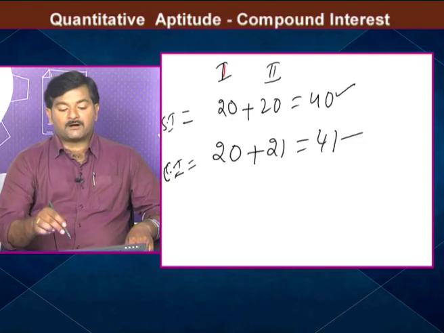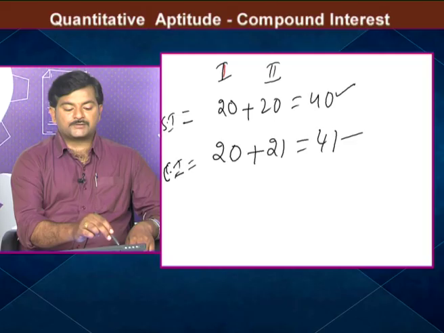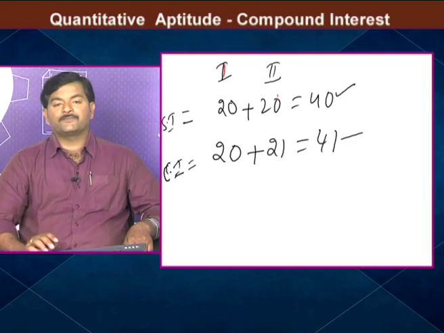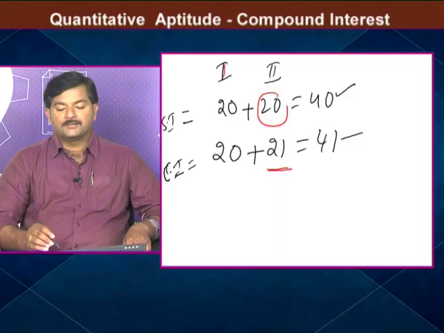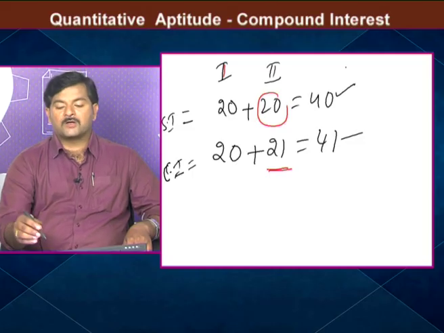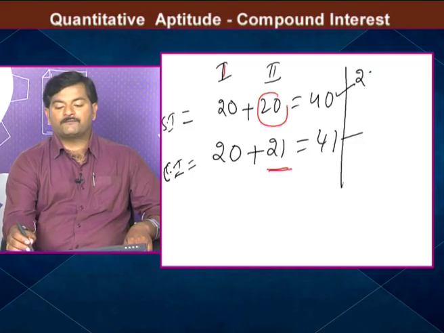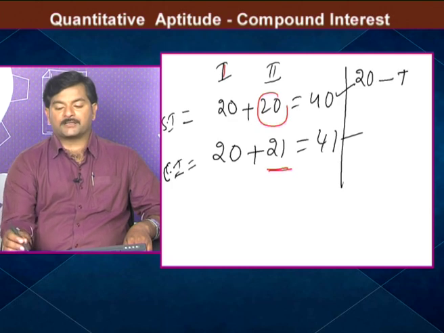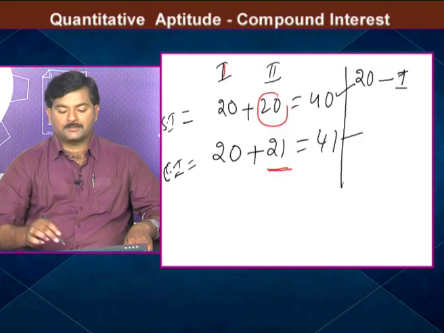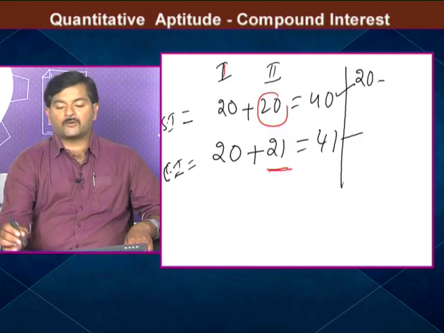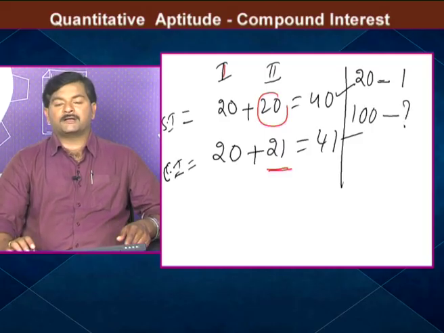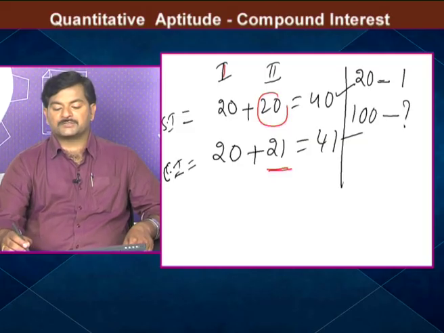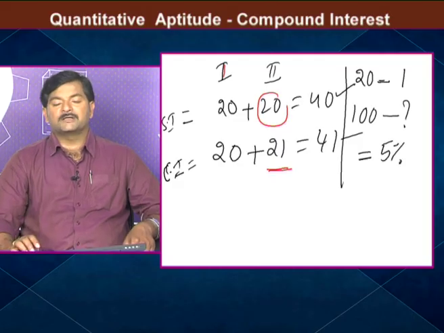For the second year, on this 20 rupees, how much extra am I getting? 1 rupee extra. So first we can find the rate of interest. On 20 rupees for 1 year I am getting 1 rupee interest. For 100 rupees, how much interest will I get? Because rate of interest must be for every 100 rupees. Simplification: 20 1s are 20, 20 5s are 100. Rate of interest is 5%.